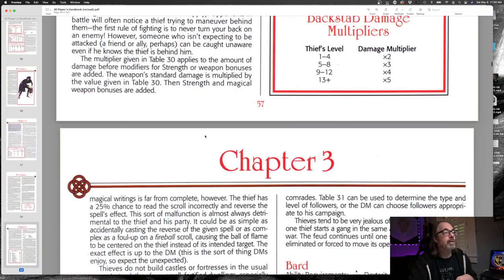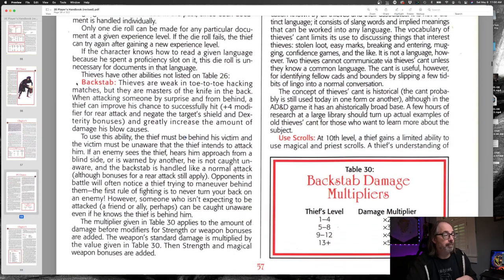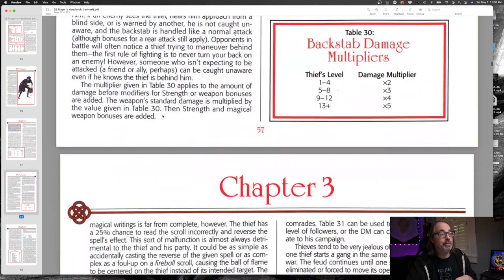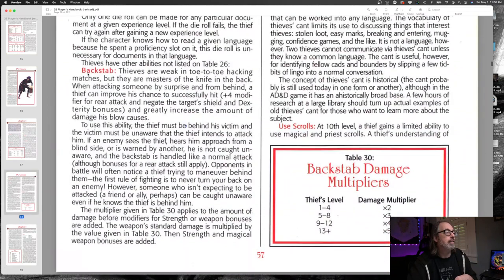Okay. Here we go. Backstab. Look at all this stuff about the backstab. It's so long. Okay. Backstab. Oh, I can't do that. Thieves are weak in toe-to-toe hacking. Oh, nice. Okay. But they are masters of the knife in the back.